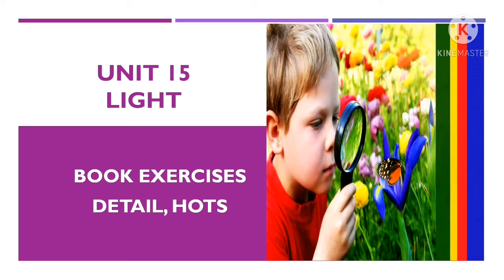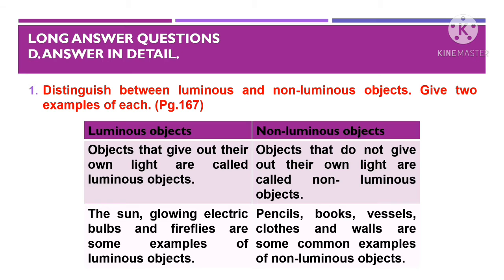Today we are going to mark the book exercises answer for detail and higher order thinking skills in unit 15, light. Long answer questions, page number 177. E. Answer in detail. Question 1. Distinguish between luminous and non-luminous objects. Give two examples of each. Answer is in page number 167.